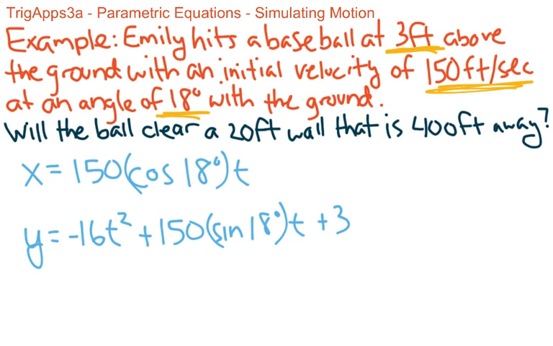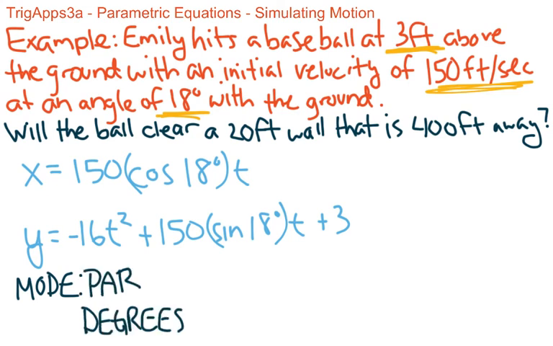So if you have a TI-84 handy, we're about to use it. And I want to tell you some settings here. So the mode that we need to be in is parametric mode and degrees, because we're working with degrees, 18 degrees. So we'll enter this into the y equals. So after you change the mode, go to y equals and enter this in, and then you can pause me.